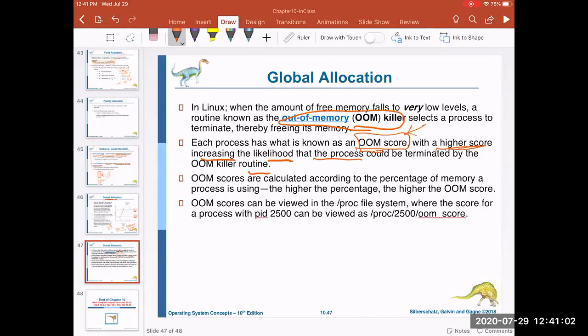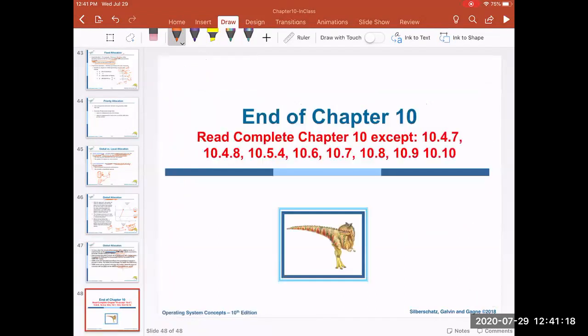You can see this in your Linux system. Go to the proc directory, and for a given PID you can see the OOM score for that particular process. And this finishes your chapter 10.